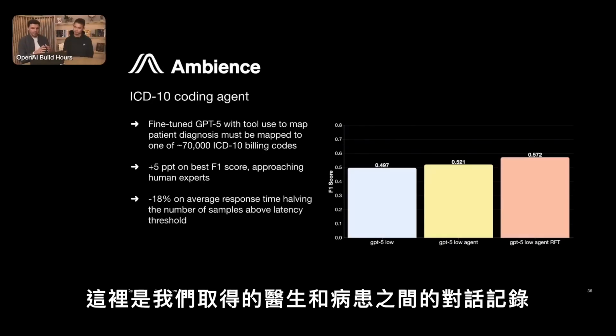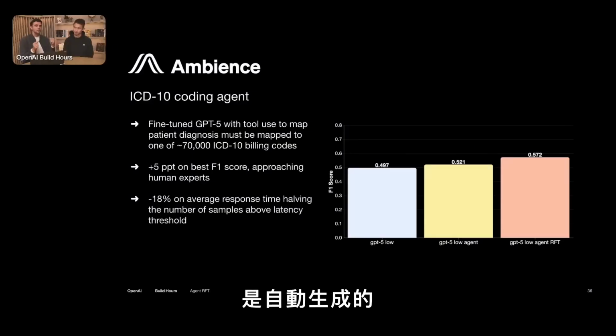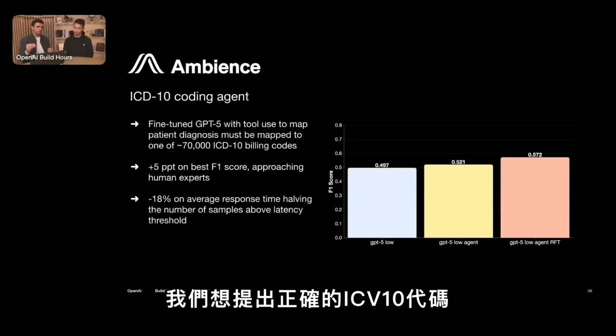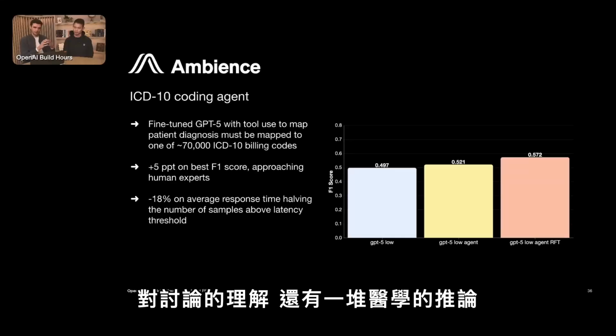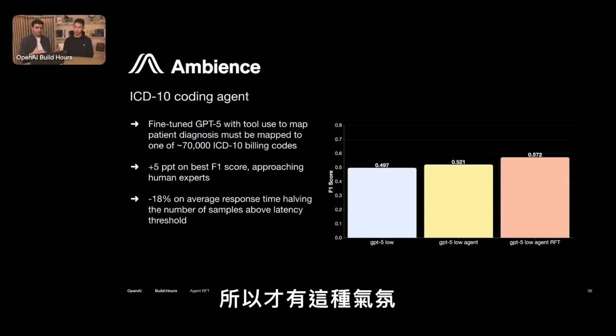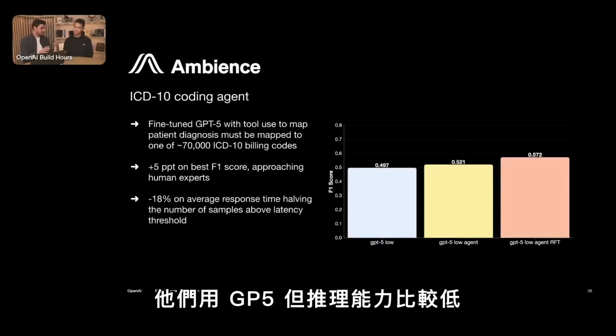And what we're looking at here is we have a transcript between the doctor and the patient, and automatically from that transcript, we want to propose the right ICD-10 codes. And this requires a lot of nuanced understanding of the discussion, but also a lot of medical reasoning. And that's why Ambience looked at GPT-5 and was using GPT-5. And one other aspect is that it has to be quite fast. And so they use GPT-5 with low reasoning because of the way the doctors use it.